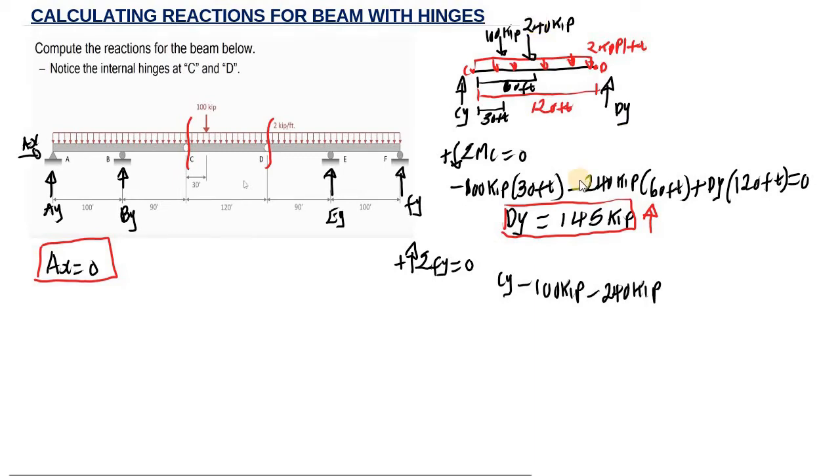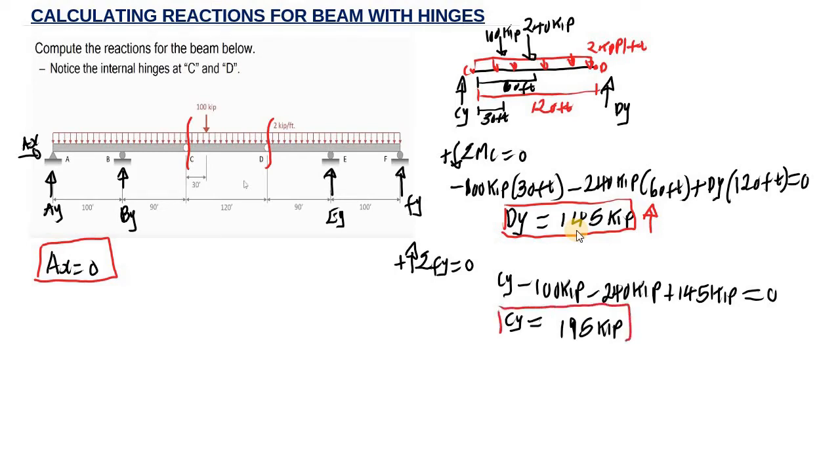Then we are having dy. Dy is 145 kip, and this is acting upward, so this is positive 145 kip. Because we don't have any additional force, this is equal to 0. So all we need to do is calculate for cy. Now if you calculate cy using your calculator, you're going to get cy is equal to 195 kip.